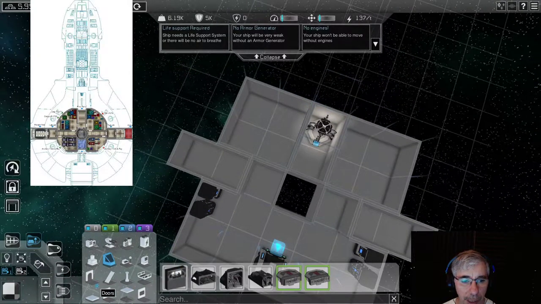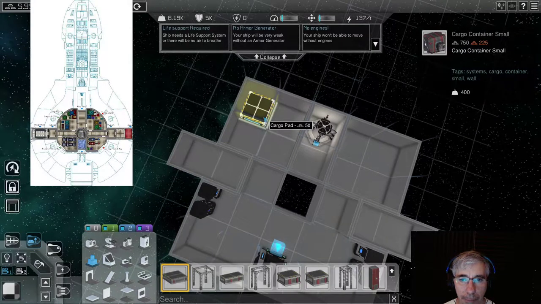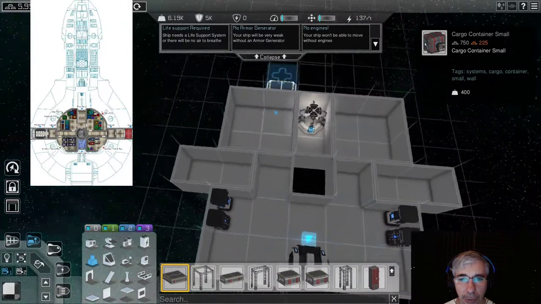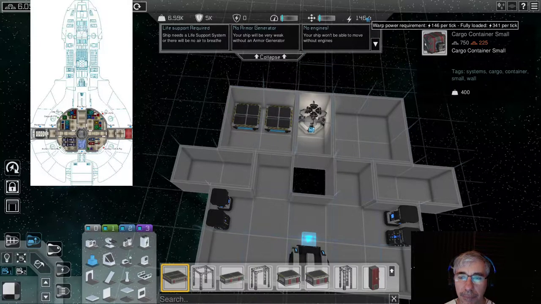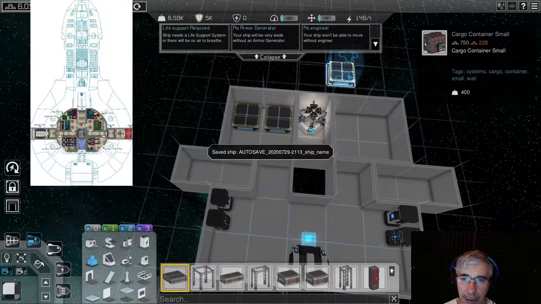So if we place some cargo pallets, you will see that this calculation will go up. You see that it went up. Now it's 146. So it's 146 per tick fully loaded. It seems that what would make sense is that it is 146 fully loaded. Okay, so currently this kind of energy can be supplied by a single battery, right?